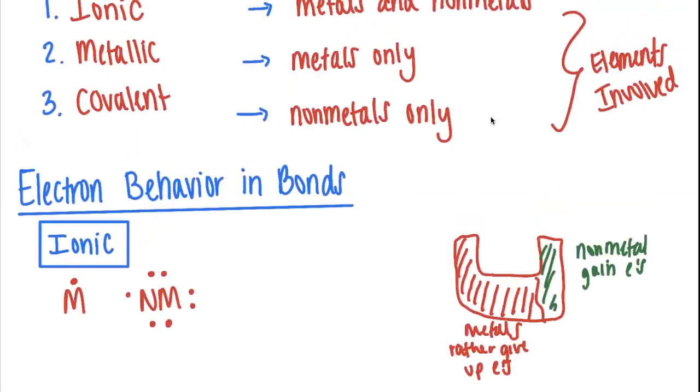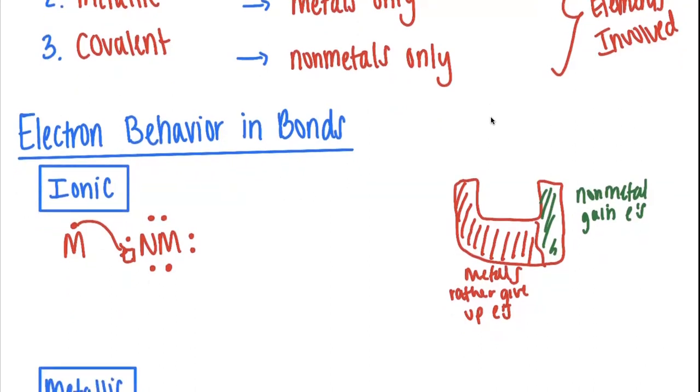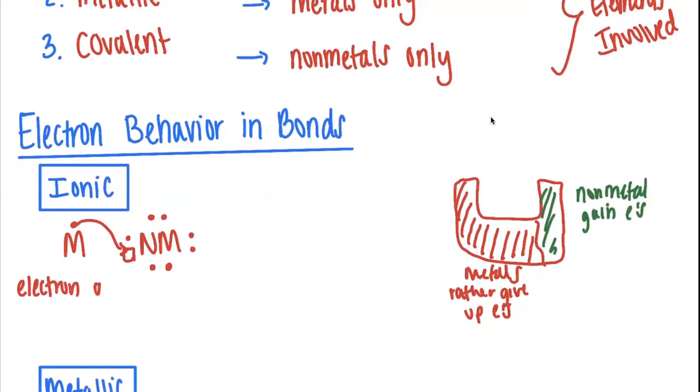Now, I am obviously missing one electron here, Yasmin. Am I going to give the electron from the metal to the non-metal, or am I going to move all of the electrons from the non-metal to the metal? The metal's going to give it to the non-metal. Perfect. So the electron behavior in the bond is exactly what she just said: the electron goes from metal to non-metal.